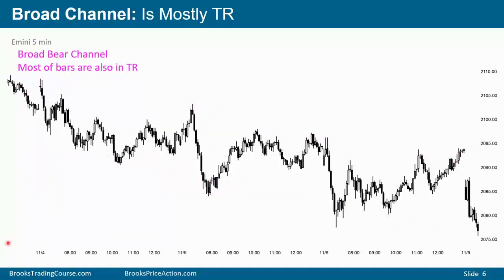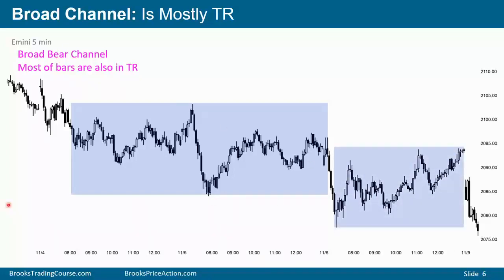Broad channel. Most of the bars are also in one or more trading ranges. For example, if you only were looking at this part of the chart, you have a higher high here, you have a lower low here, expanding triangle, and then you have a higher low here. It looks like a trading range. It is a trading range, but it's also part of a broad bear channel. Another trading range.